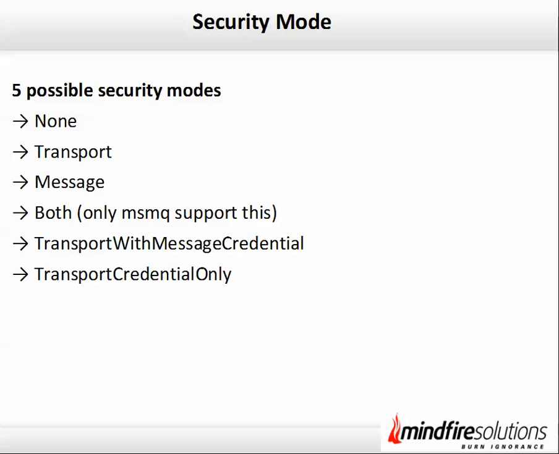Then another one is transport with message credentials. You can give some message credentials, so the transport is secured. Still, if someone gets it, then he has to give that credential. Then transport credentials only. These are the 5 different possible security modes.